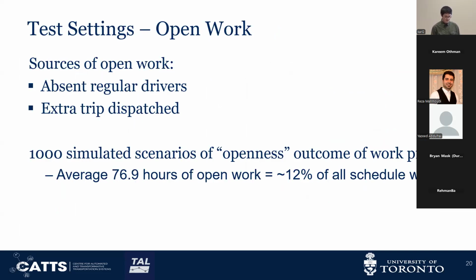So now we try to simulate the open work that's going to arise. We have 2 sources. One is the absence of regular drivers, so we define a predetermined absence rate for these drivers. And there are also extra trips being dispatched. These occur more frequently during peak hours as a response to demand surge. We simulated 1,000 scenarios of openness outcomes of the work pieces. And overall, the amount of open work is about 12% of all scheduled work.